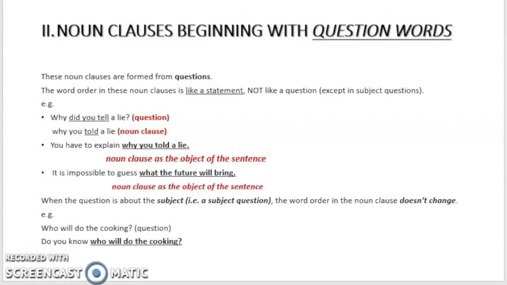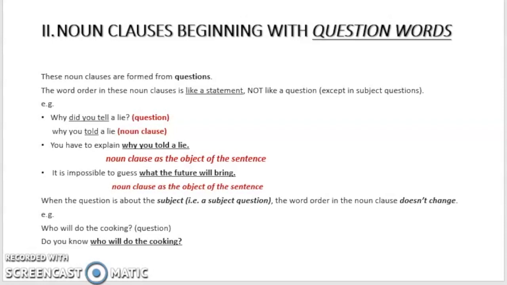One important point to keep in mind is that when we have a question about the subject, that is, when we ask a subject question, the word order doesn't change. It remains as it is. Here is an example. Who will do the cooking is a subject question. Do you know who will do the cooking is a question that includes a noun clause. As we have a subject question, we do not change the word order. That's all about noun clauses beginning with question words.